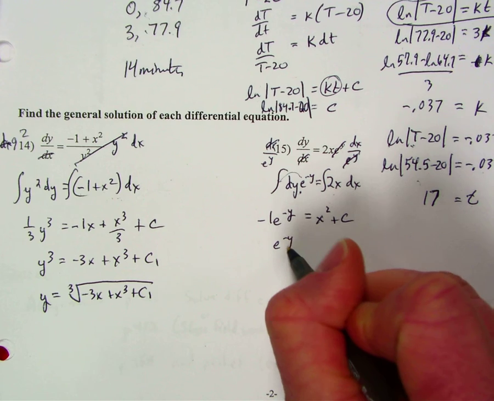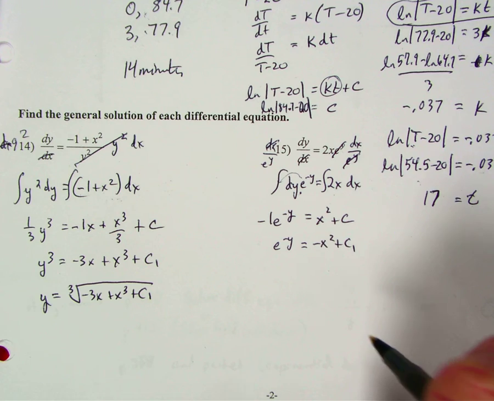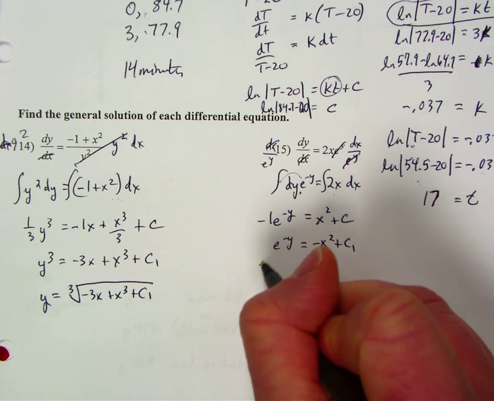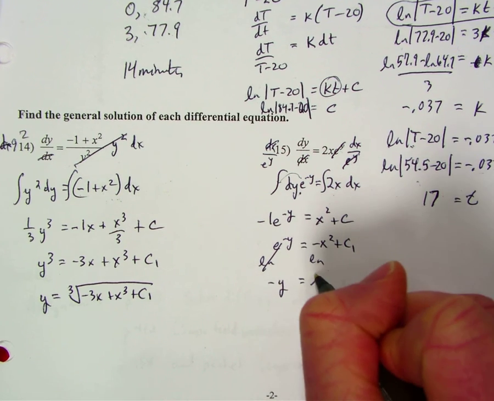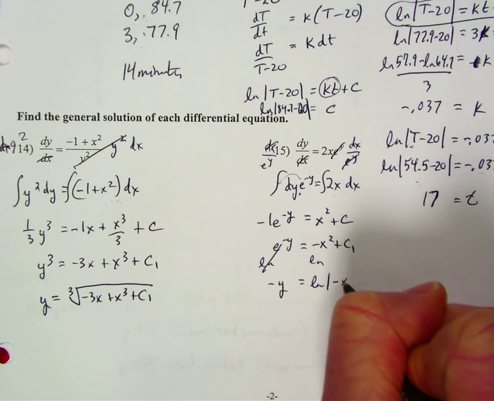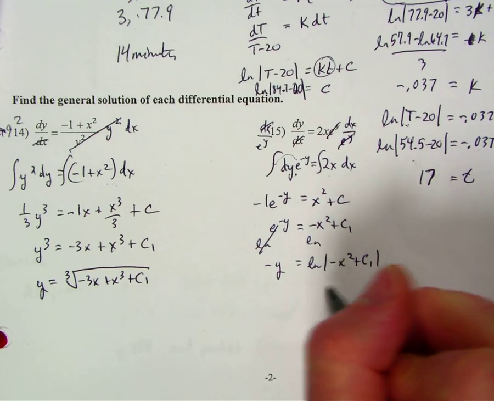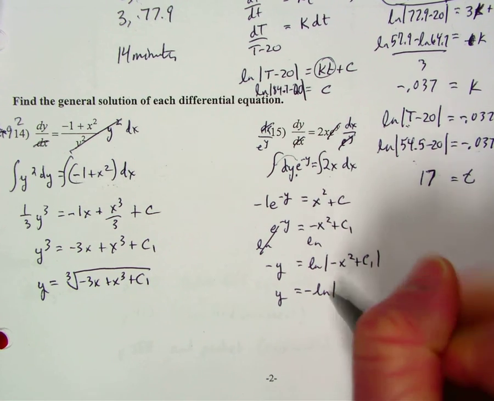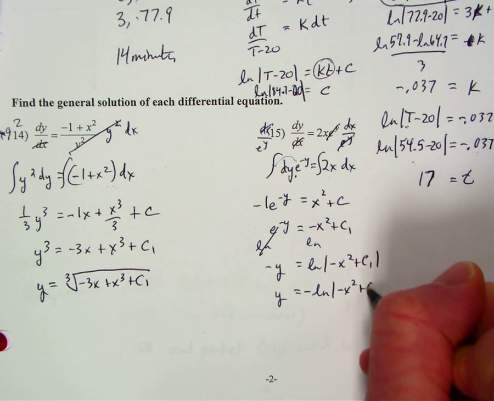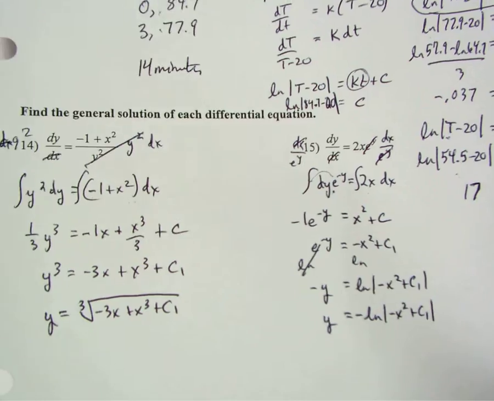So we've got to start solving for y. Multiply both sides by -1. And then I'm going to take the natural log. So I have -y equals natural log of -x squared plus c1. And then the last thing would be to multiply by -1. So y equals negative natural log of -x squared plus c1, or c1 minus x squared. And that is the general solution. You need more information to find a particular solution.